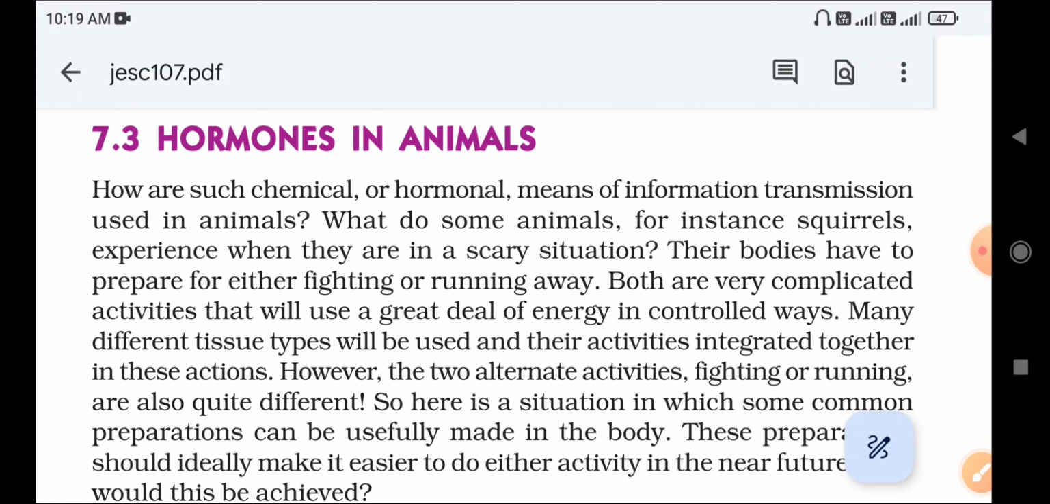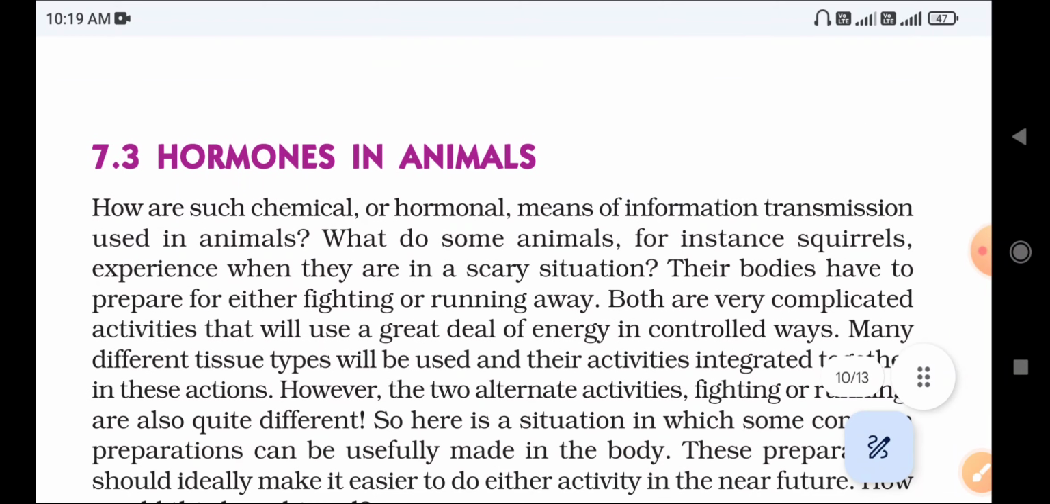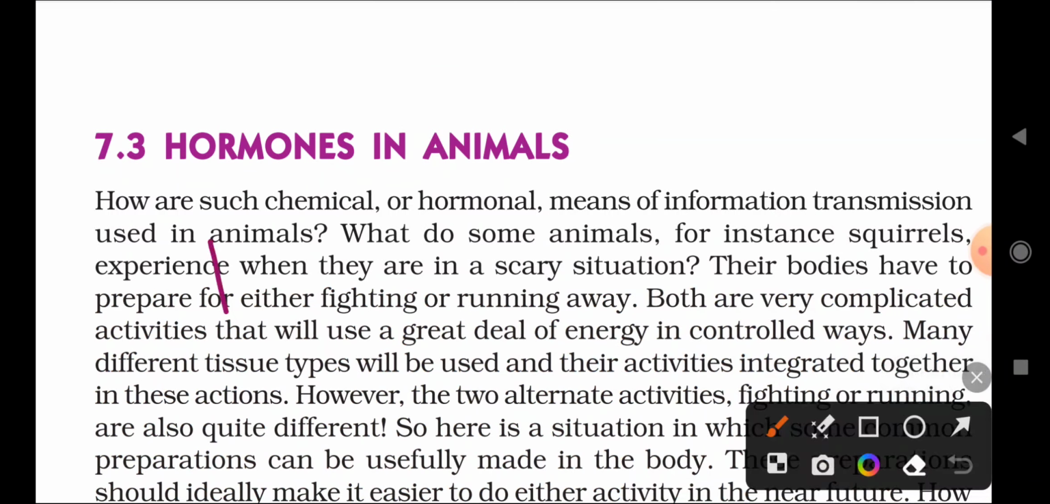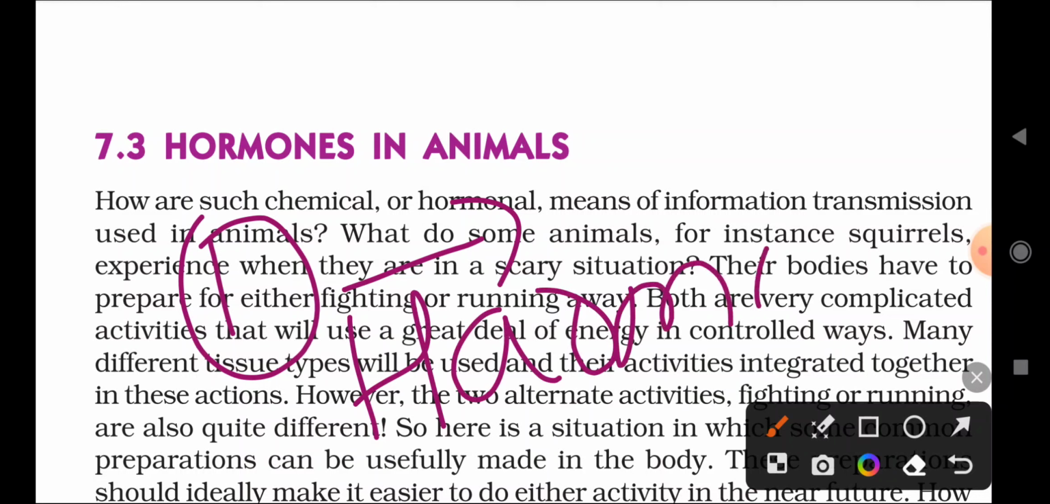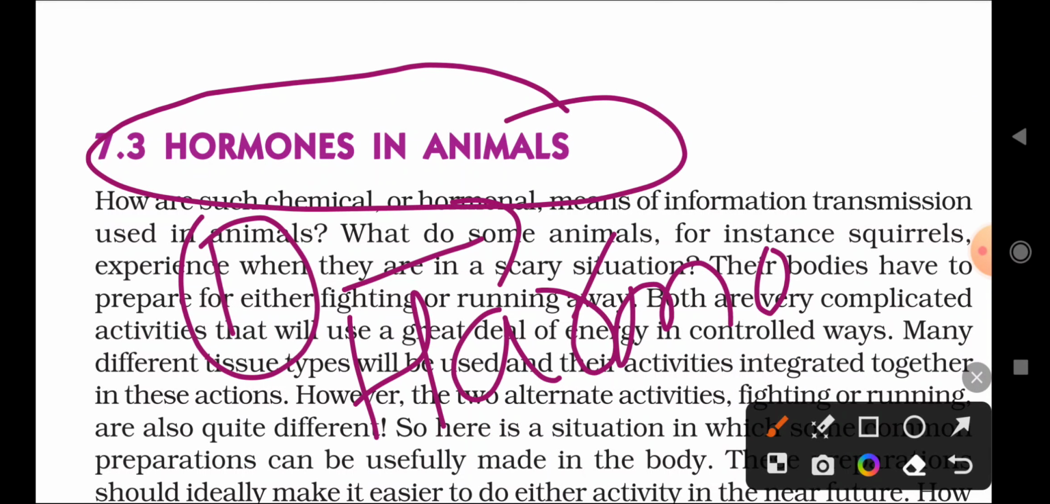In a previous video we discussed plant hormones, how plants are coordinated and communicate with each other with the help of hormones, or what we can call a chemical coordination method. Now you have to study how hormones coordinate the body in animals.